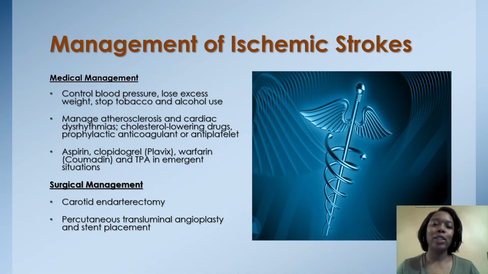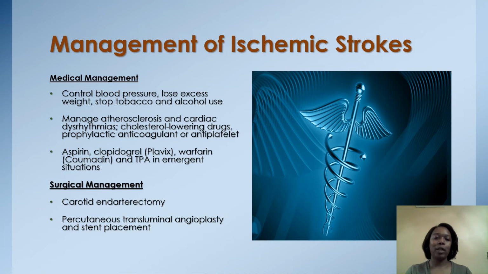Medical management of ischemic stroke. So first, control of hypertension, losing weight, stopping any smoking, tobacco use, alcohol, or illicit drug use can help prevent ischemic strokes, as well as compliance with medications for hyperlipidemia, dysrhythmias, as well as prophylactic drugs such as anticoagulants or antiplatelet drugs to help thin the blood and prevent clots.